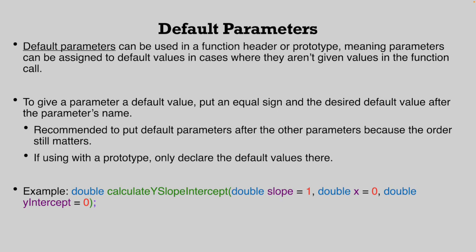I'd recommend putting your default parameters after your non-default parameters because the order still matters. And if you're using it for a prototype, you only need to declare the default values in the prototype and not the actual definition, wherever that would be. So here we have an example of a function prototype using default values. All three of our formal parameters have default values in the cases where they're not provided. So that might be helpful.